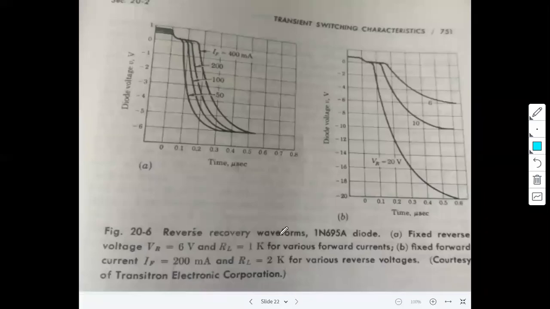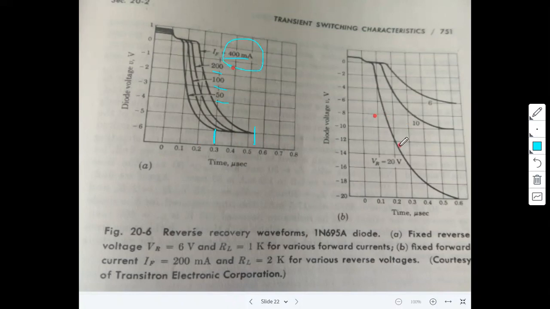Okay, this is the last slide. Observe here. This is the reverse recovery time for different currents: 400, 200, 100 and 50. If it is 50, the reverse recovery time is that much. If it is 400, the reverse recovery time is that much. That means reverse recovery time mainly depends upon the current signal.